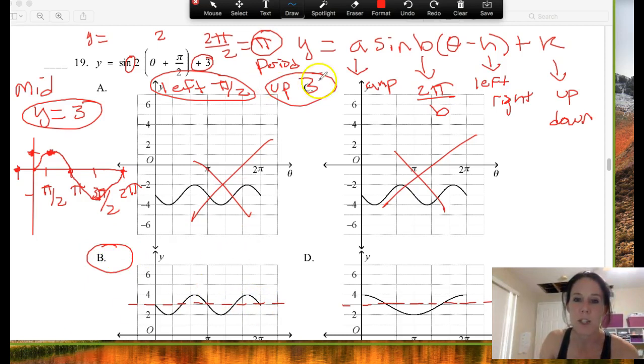All right. It shifted up 3. Normally I'd start at 0, but I'm compressing it because I'm doing it quicker. Okay, so I compressed it right here with this, and then I shifted left pi over 2. So instead of starting at 0, I shift it to the left. All right, and that's B.